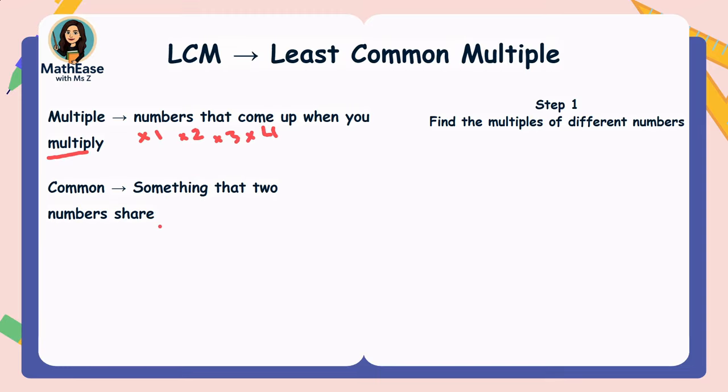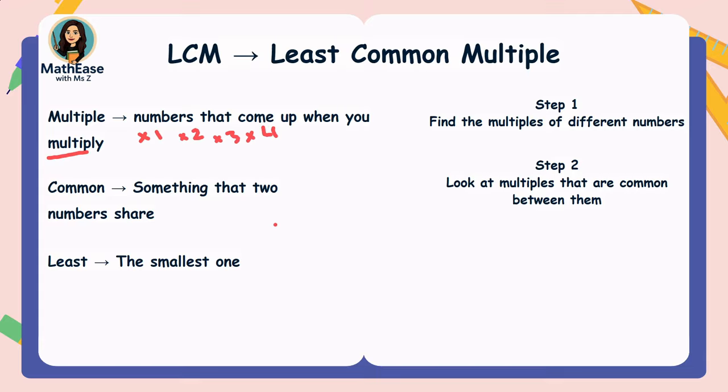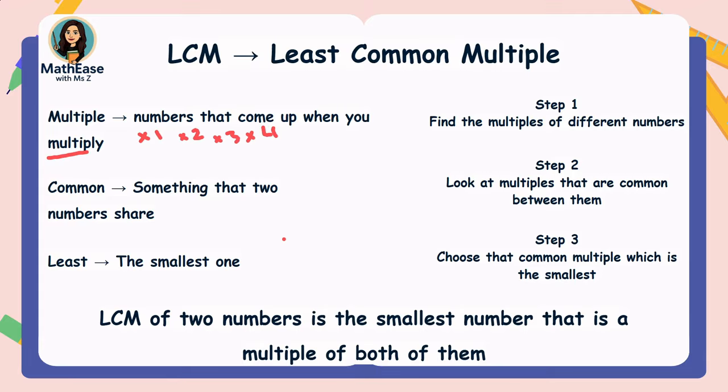Common means something that two or more numbers share. So we're going to find the multiples that are common between these numbers. And least means the smallest out of all the common multiples. So we're going to select that common multiple, which is the smallest. So the LCM of two numbers is the smallest number that is a multiple of both of them. It's like asking yourself, what's the first number that appears in the multiplication of both these numbers?